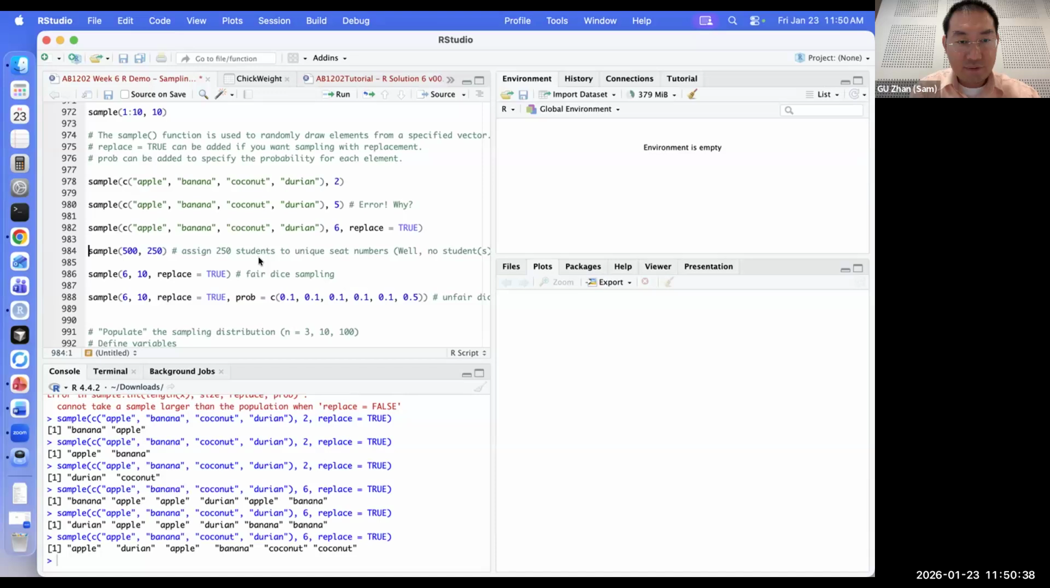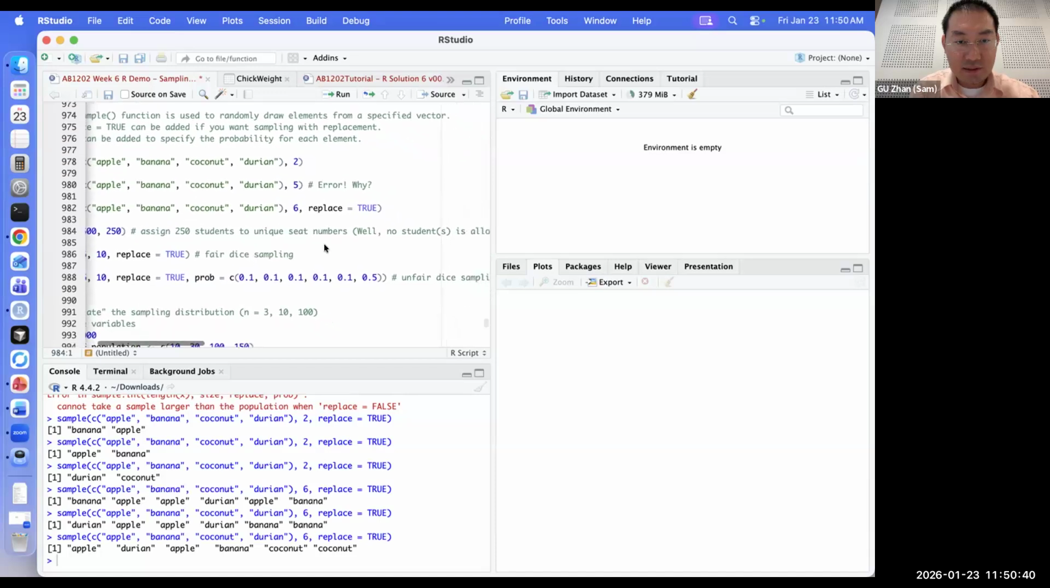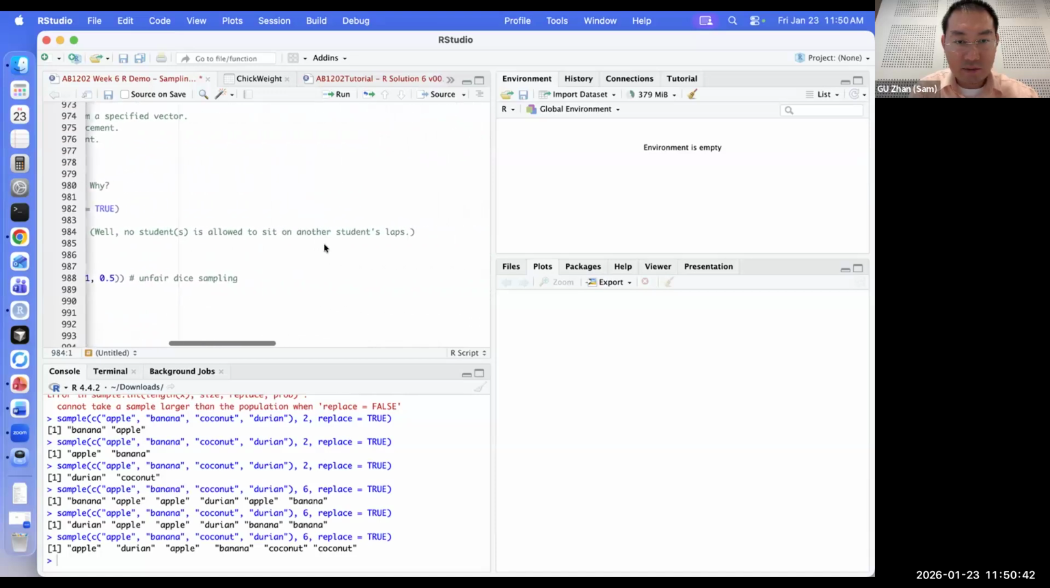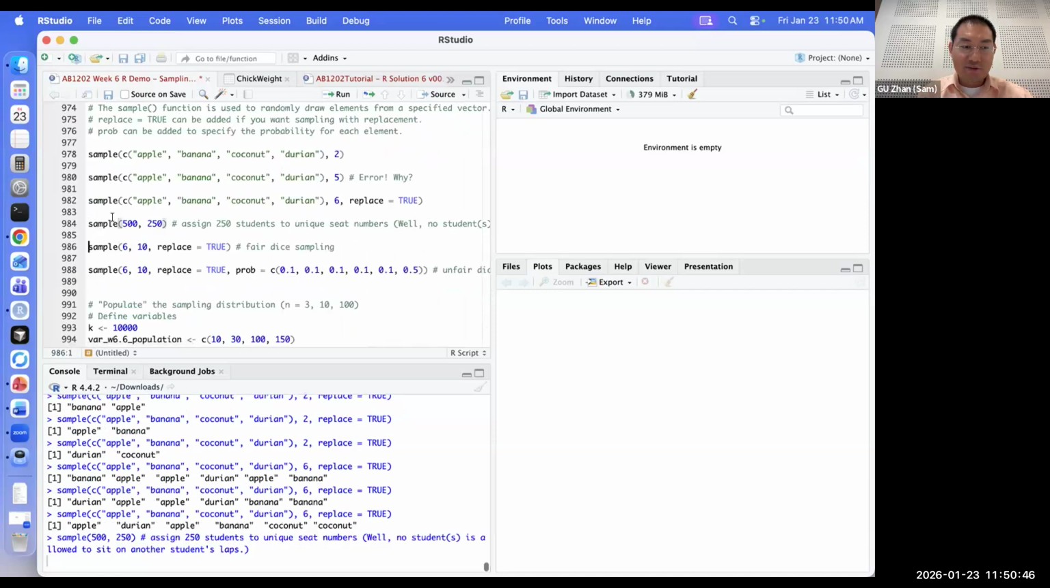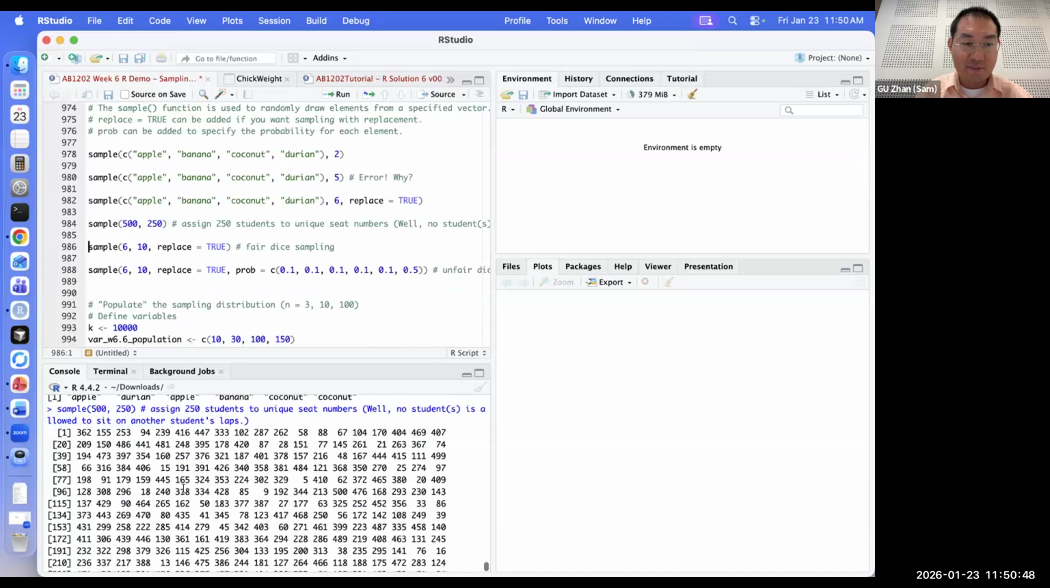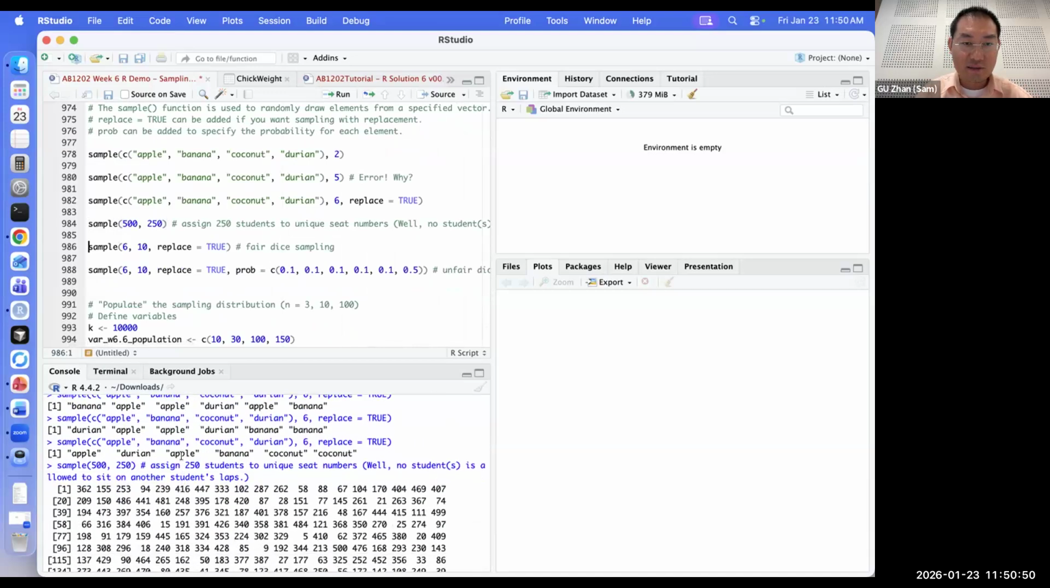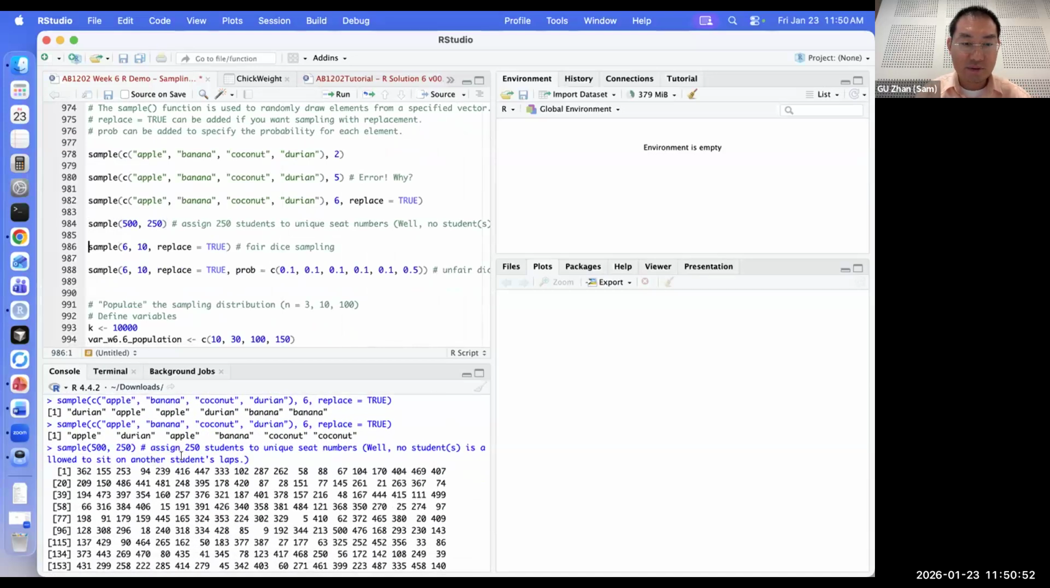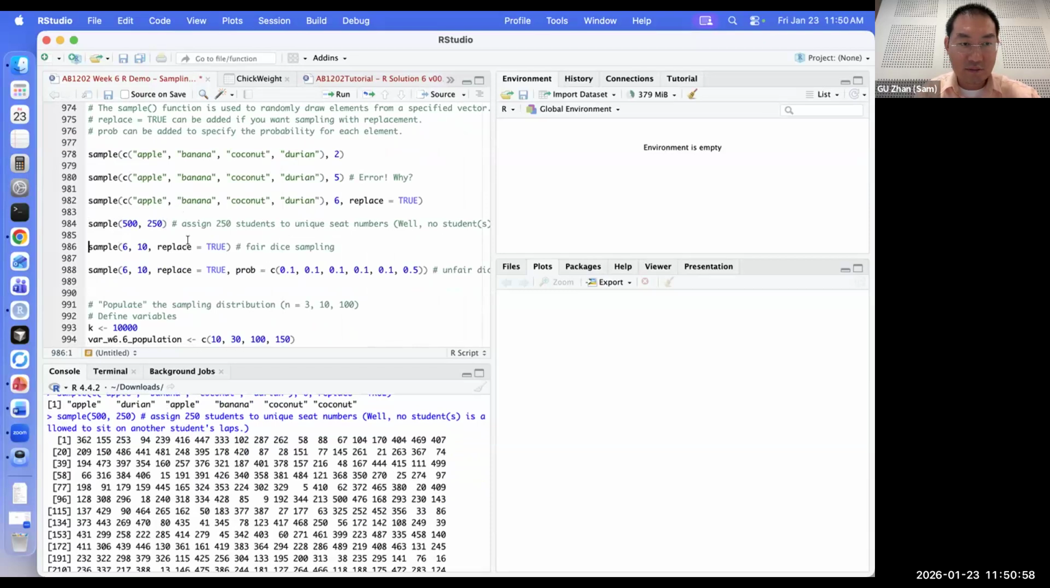Then assign 250 students to unique seats. No student is allowed to sit on another student's lap. So this is assigning 250 students to unique seat numbers. The unique seat numbers will come from 500 seats, and you get 250.